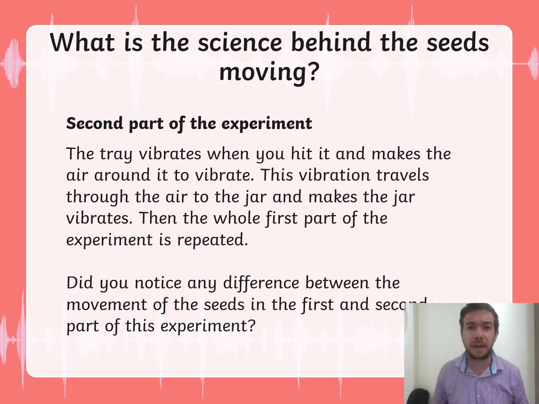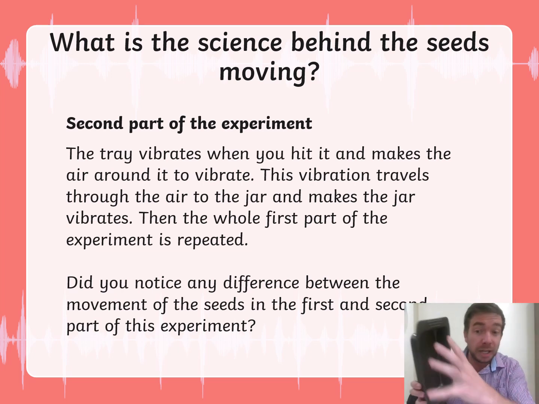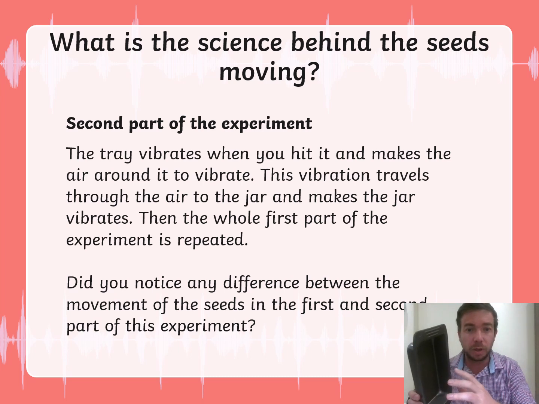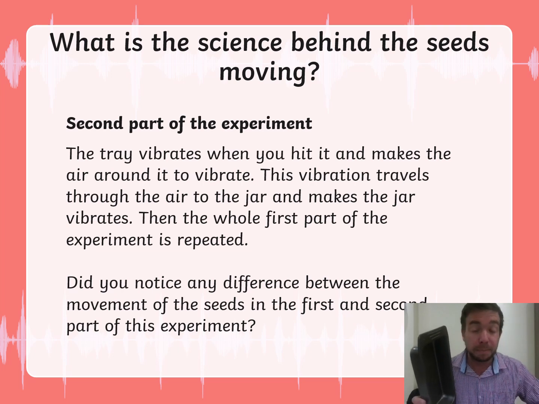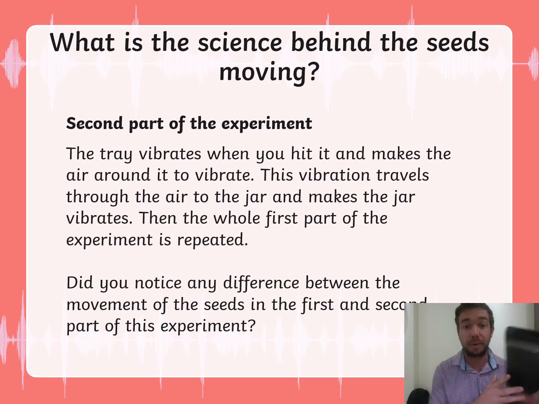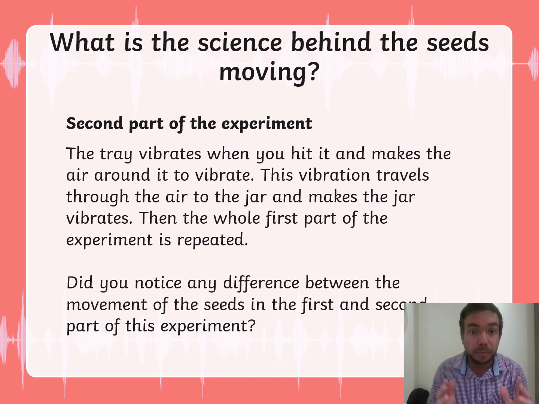So what's the science behind this? Why are the seeds suddenly going wild on the plastic wrap? The tray vibrates when you hit it, and that means all the air around it starts vibrating as well. So this vibration is traveling through the particles of the air, hitting against the jar. That makes the particles inside the jar vibrate, and then the same happens as it moves up to the plastic wrap. The plastic wrap starts vibrating, making the seeds vibrate.